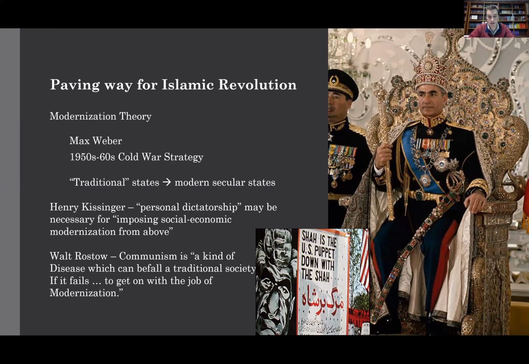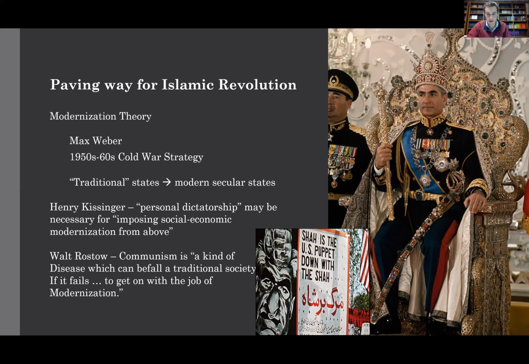The idea of this strategy is, if you can modernize and secularize these states, you will be bringing these non-aligned states into the sphere of influence of the United States rather than the sphere of influence of the Soviet Union. So Henry Kissinger, who would eventually become Secretary of State under Nixon, had said that personal dictatorship may be necessary for imposing social and economic modernization from above.